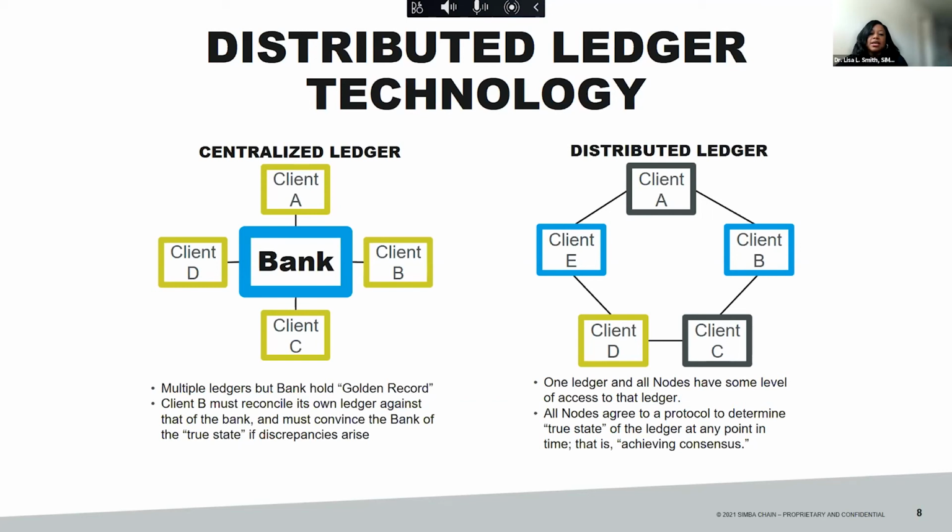or transactions. In the centralized ledger, the centralized entity holds more or less the golden record, and all reconciliations are reconciled with the centralized unit, with the burden of proof falling on clients A through D to provide proof of the true state when discrepancies arise. Whereas in the distributed ledger, there is one ledger and all nodes or computers have some level of access to that ledger. In this structure, all nodes must agree to a protocol to determine the true state of the ledger at any point in time, that is, achieving consensus.